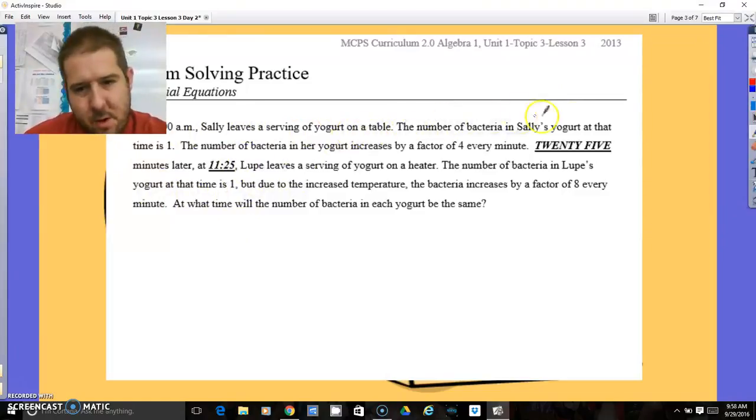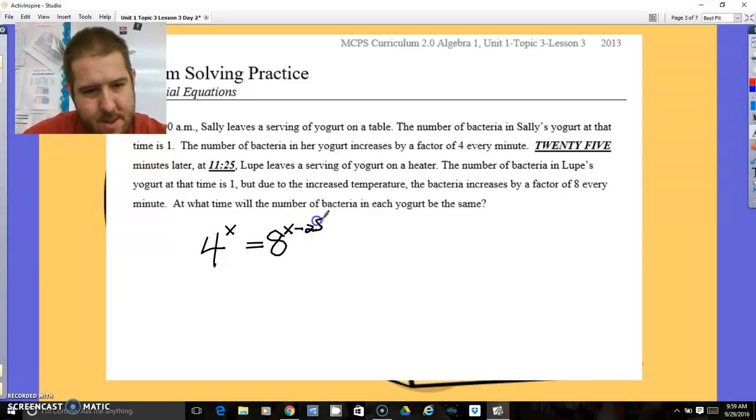Sally leaves a serving of yogurt, and this is kind of like the question we did in the last lesson. The number of bacteria in the yogurt is a factor of 4. 25 minutes later, so that's 4 to the x power, is equal to 25 minutes later, Lupe leaves a serving of yogurt. But due to the increase, it goes to a factor of 8, and it's to the x minus 25th power.